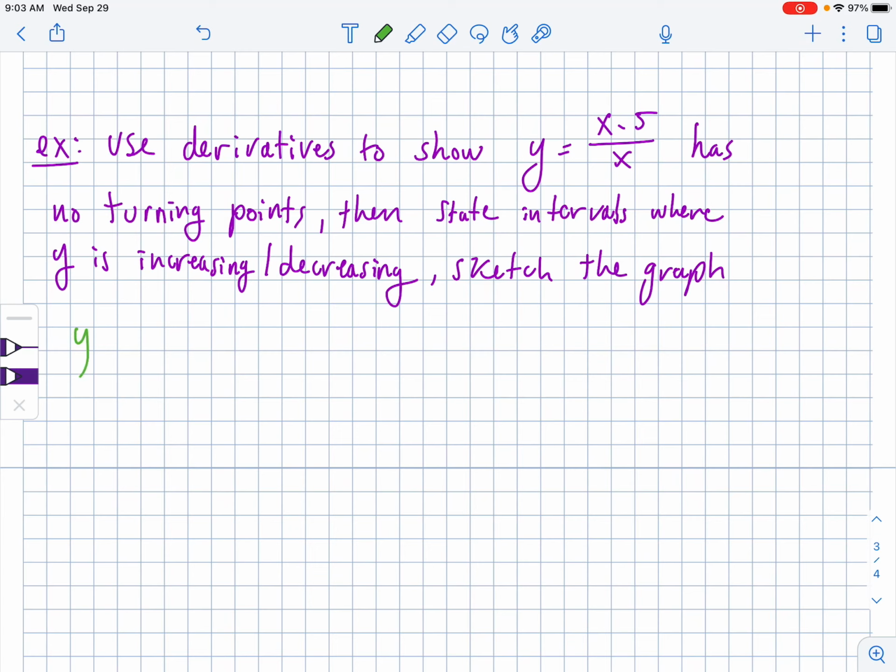Use derivatives to show that that has no turning points. So first thing we have to do is split the denominator. We have to do a rewrite. So when you get x over x minus 5 over x, this is 1 minus 5x to the -1. Then when you take the derivative, y prime, you get positive 5x to the -2, but then bump the x squared back downstairs. So this is the derivative.